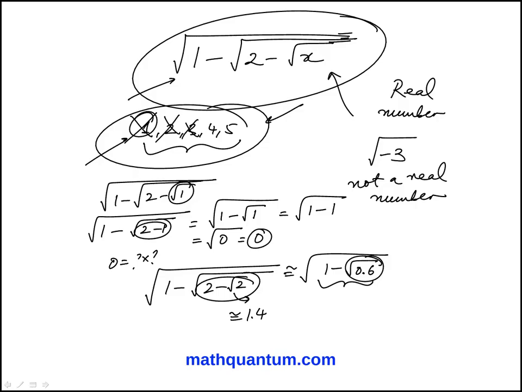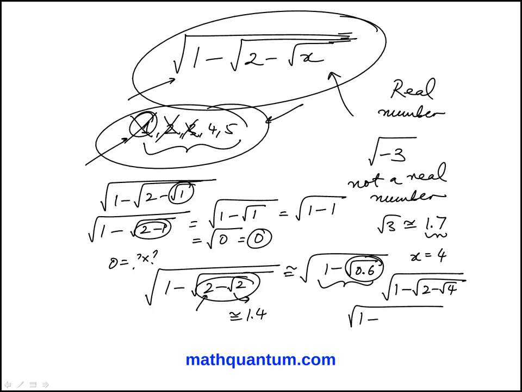Same thing with 3. Square root of 3 is approximately 1.7, and you're subtracting a number that's less than 2, so that would still be positive. If you do x equal to 4, that's a useful one. 1 minus square root of 2 minus square root of 4. Now square root of 4 is 2, so this becomes 1 minus square root of 2 minus 2. Now this becomes 0, and square root of 0 is 0. This whole thing becomes square root of 1, which is again a real number.